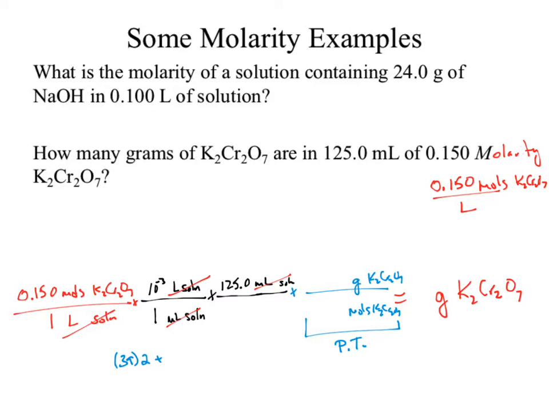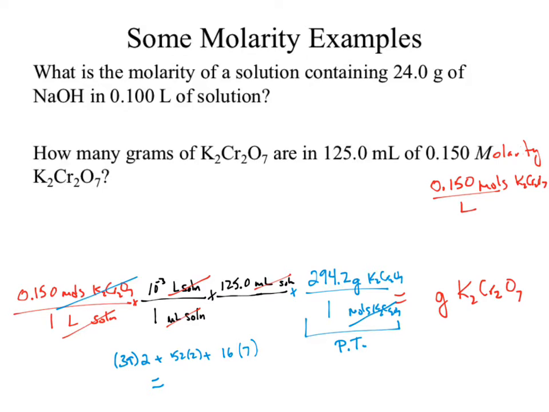2, plus chromium, 52 times 2, plus, did I do that right? Yeah. Plus oxygen, 16 times 7. I'll do some math on the calculator, which gives me a number. 294.2 grams is 1 mole.